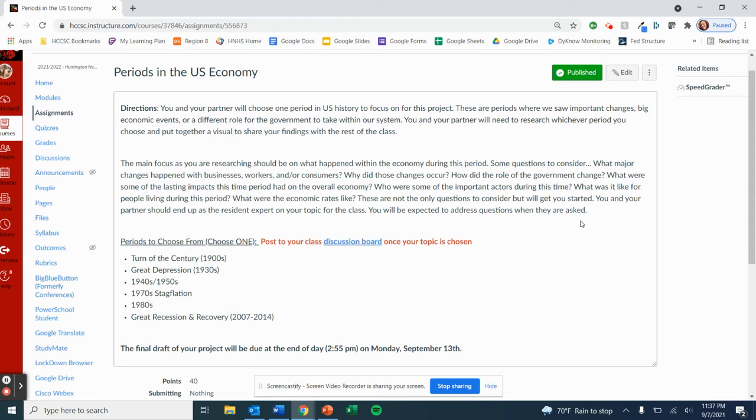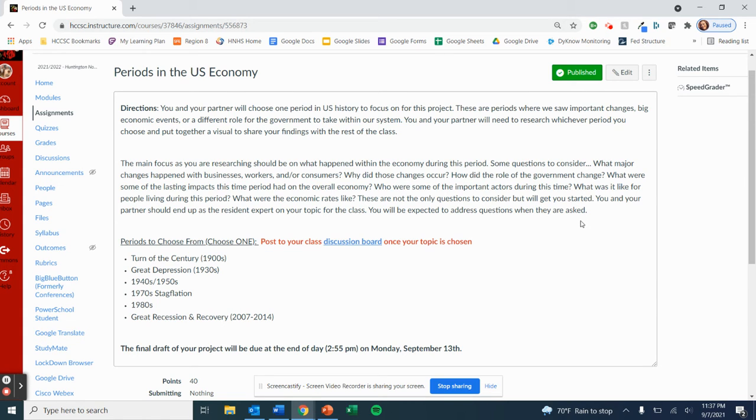Like I said, who are some of the important actors? Politicians are probably going to be a big one. If anybody was involved with the Federal Reserve, and you find anything about that, I would list them out. And then, what were some of the rates? Again, unemployment, gross domestic product, and inflation are three of the big ones that we usually record and have on record. That would be easy to find.